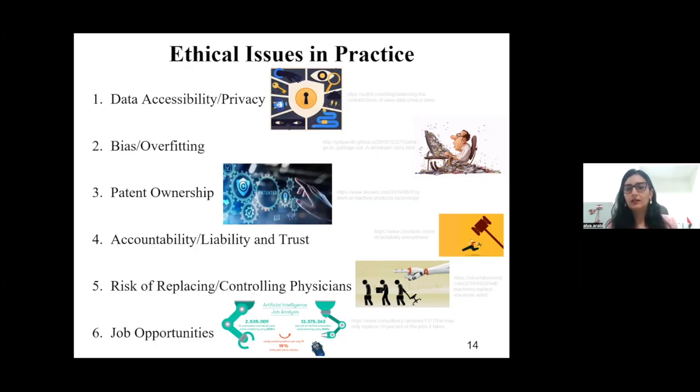I will move to the last point here, about job opportunities. The people who are giving the data could themselves be doctors. So the doctors could be giving data about themselves, training the tools, and doing everything only for the tool to replace them at the end. So this has some ethical considerations to be taken into account.